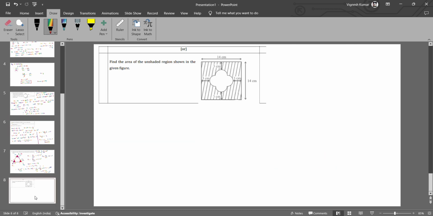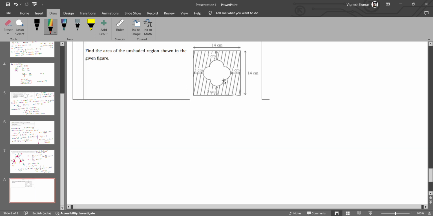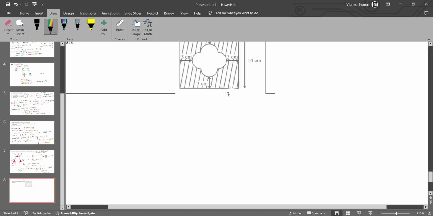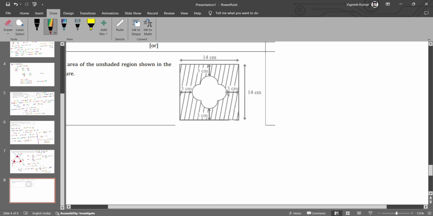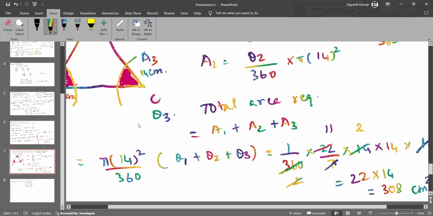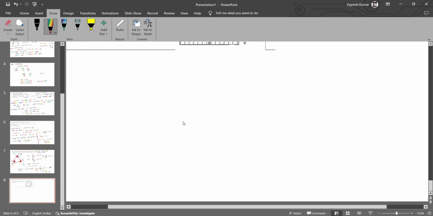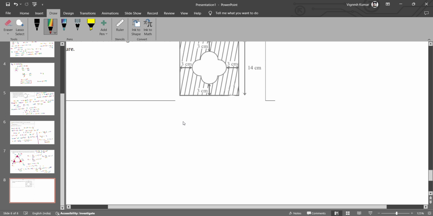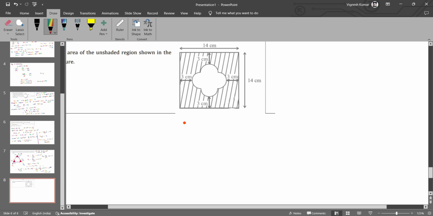Let us move on to the last question of today's video. Find the area of the unshaded region shown in the given figure. So unshaded region is basically this region. So we are unaware of the measurements of the semicircles and the square here.